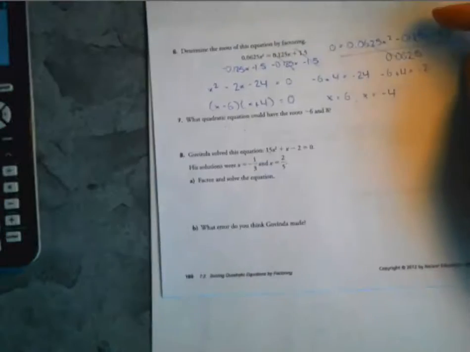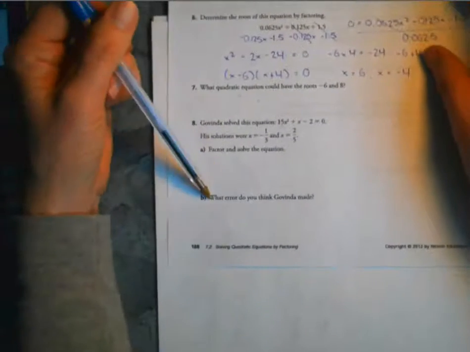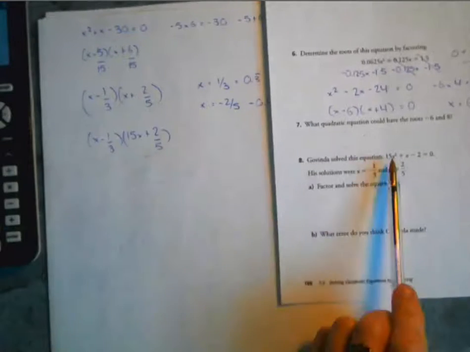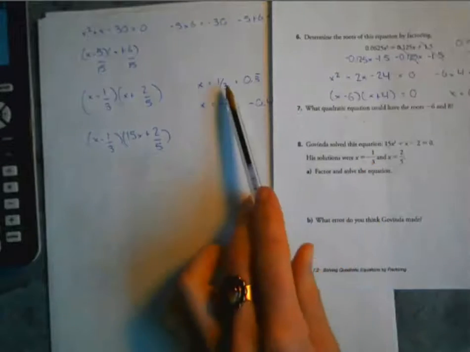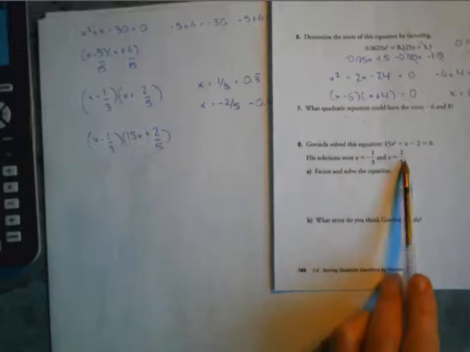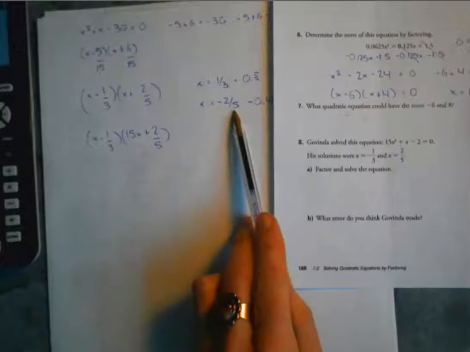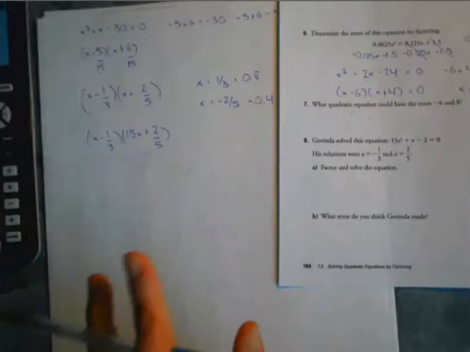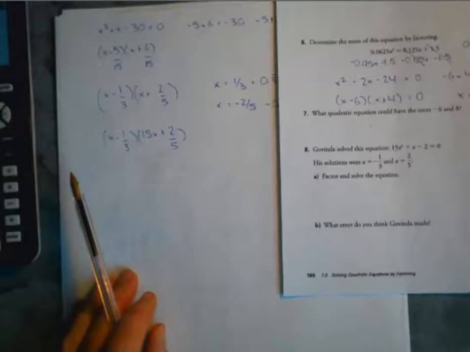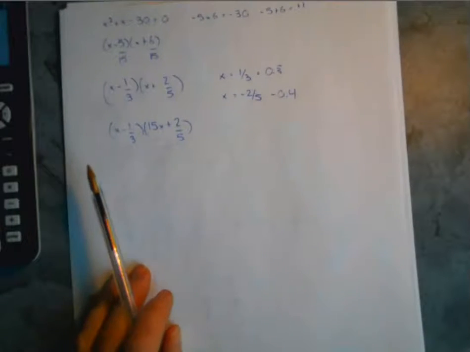Okay, now the only other thing it says here is what error do you think Govinda made? So Govinda had negative 1/3, and we had positive 1/3, and then he had positive 2/5 and negative 2/5. So there's different ways that you could say where this error happened.